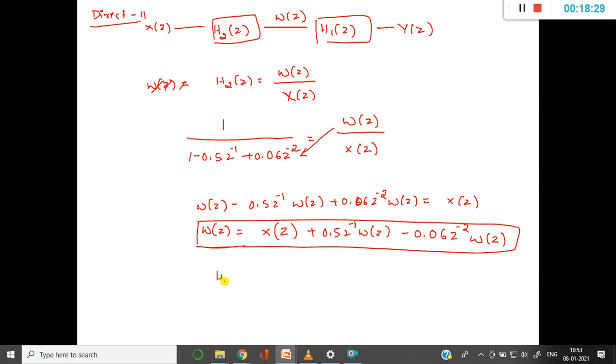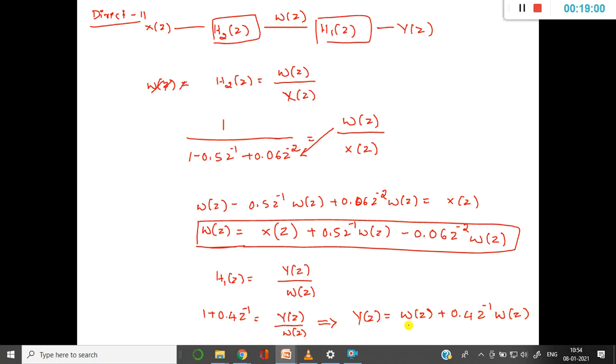Now we will obtain H1(z). H1 is equal to what? Y(z) by W(z). Now what is H1? H1 was 1 plus 0.4 z inverse from my problem statement, that is equal to Y(z) by W(z). So this implies we need Y(z). Y(z) is nothing but W(z) plus 0.4 z inverse into W(z). That's it.